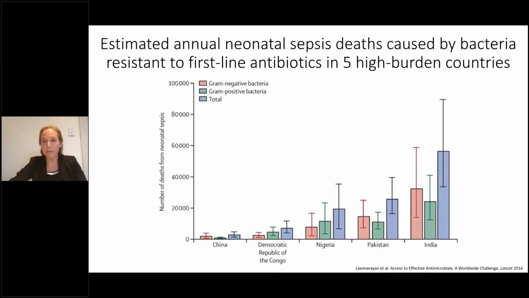So this is one of the really sentinel studies that first tried to quantify how many babies are actually dying every year due to antimicrobial resistance. And as we can see, in India alone, it's estimated that approximately 60,000 babies are dying every year due to infections with antibiotic-resistant bacteria.